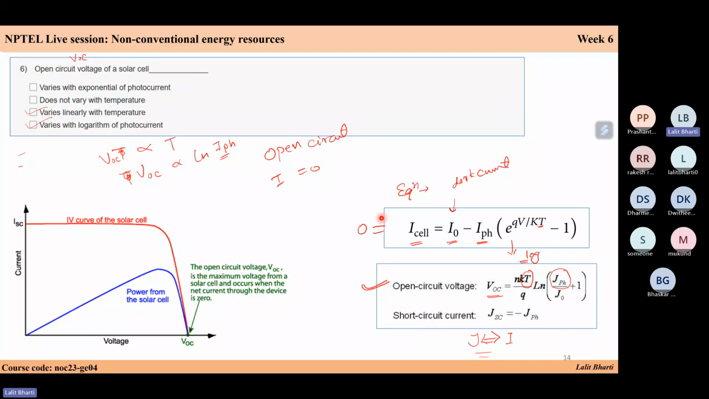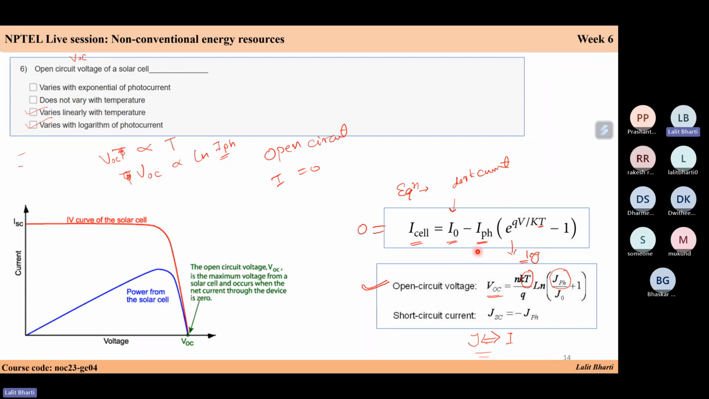So this is basically a solar cell current equation. I cell is equal to I naught minus I pH. I naught is your dark current, and I pH is your photocurrent. And e to the power qV divided by kT, minus 1.